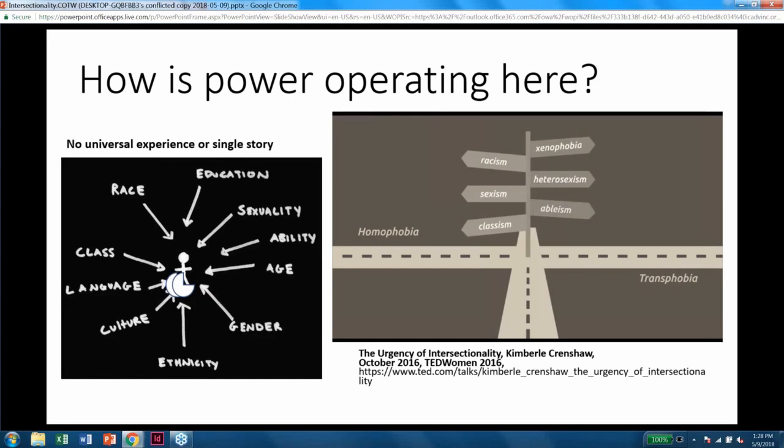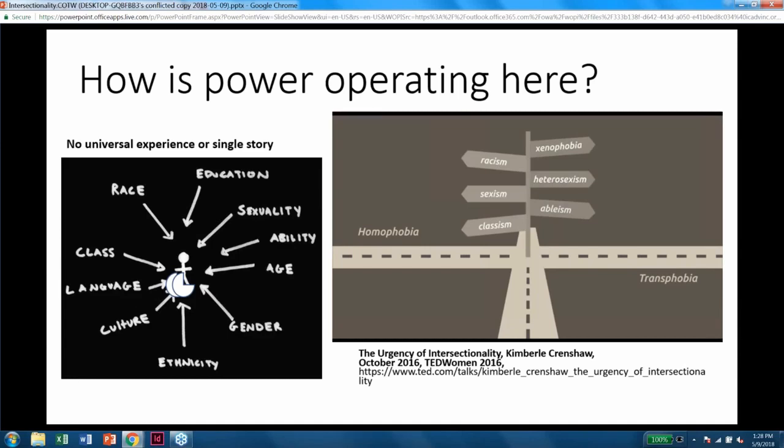On the left is an illustration of a stick figure in a wheelchair surrounded by arrows pointing to the labels education, sexuality, ability, age, gender, ethnicity, culture, language, class, and race. So intersectionality as a framework allows us to look at the limitations of legal rights, often called equality, and asks us to think about justice in terms of restoration.